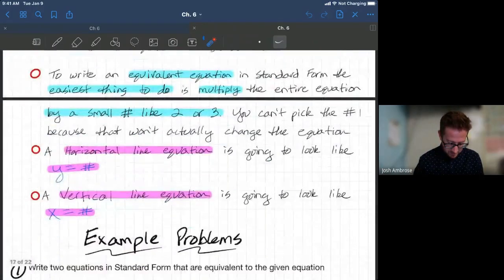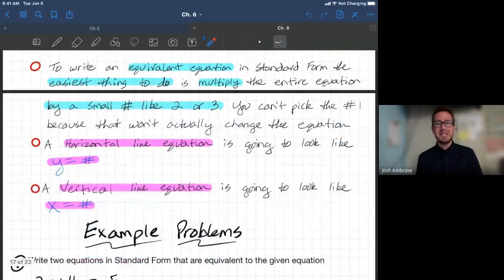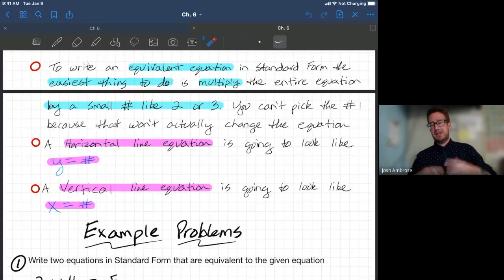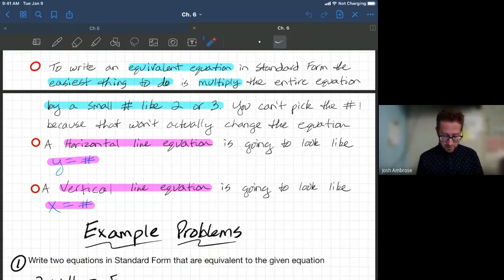Let's move into this part right here, talking about equivalent equations. It's just a fancy word, basically saying that whatever the book gives you or whatever I give you, if you were to multiply the entire equation by an easy number, usually in this case stick to 2 or 3, everything you get from that is an equivalent equation. In other words, it's going to produce the same graph as the original equation that the book gave you or that I gave you.